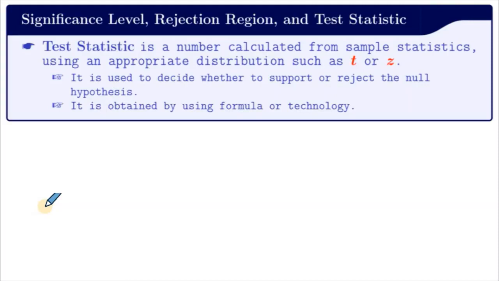Now let's define test statistic. It is a number calculated from sample statistics using an appropriate distribution such as Z or T. So test statistic is used to decide whether to support or reject the null hypothesis, and it is obtained by using formula or technology. So here we will talk about test statistic in detail in my other videos in this series.